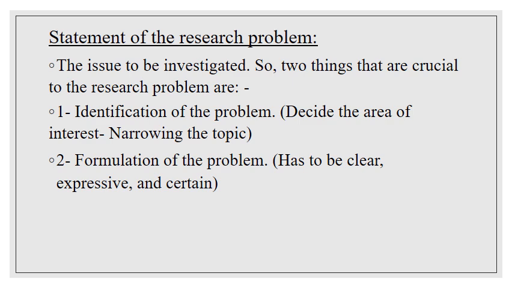Two things are very crucial in the research problem: identification of the problem, decide the area of interest, narrowing the topic, and formulation of the problem has to be clear, expressive, and certain. In this section, you state the problem of your study directly, you write about it. Everything about the problem, you concisely introduce it. You state the problem. It's like 1 to 2 paragraphs.